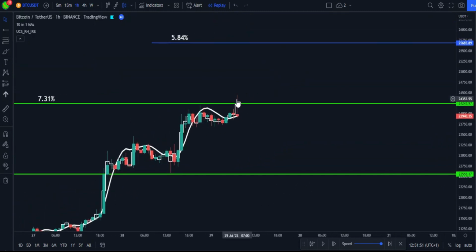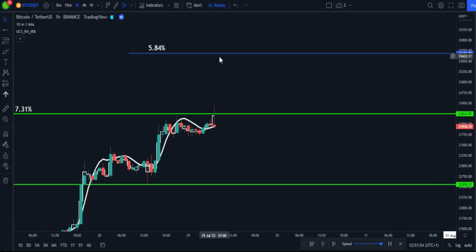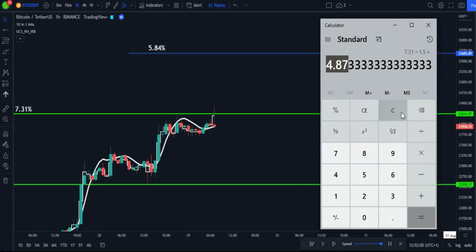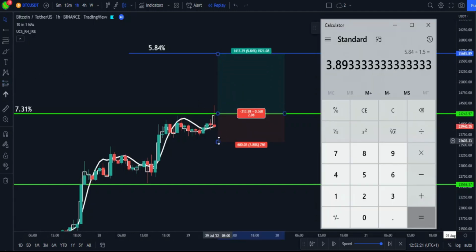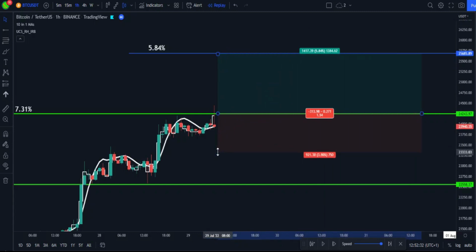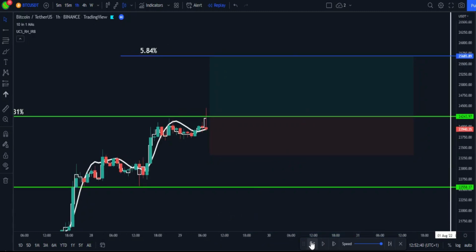Since this line is the second entry line, and since we extracted the highest profit level previously, let's now extract the stop loss level. As we did before, we divide the highest take profit level by 1.5. And this number here will be the stop loss level. Once again, we take the long position tool and adjust it according to the results we obtained. Let's also go back a little before the candle that entered the signal.